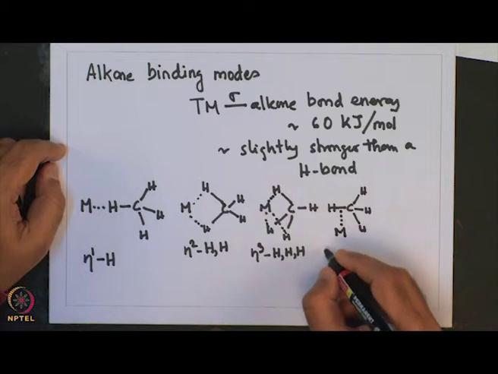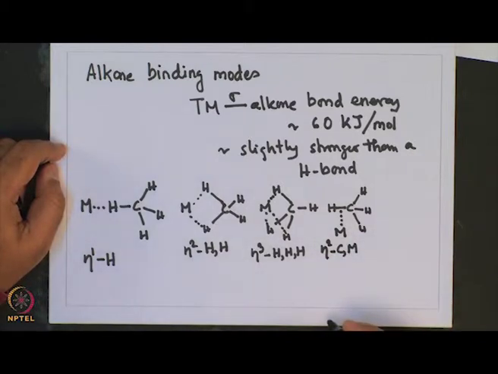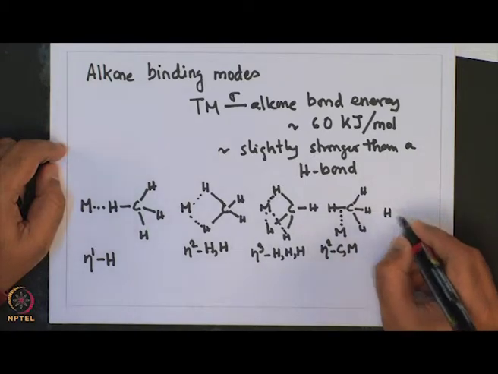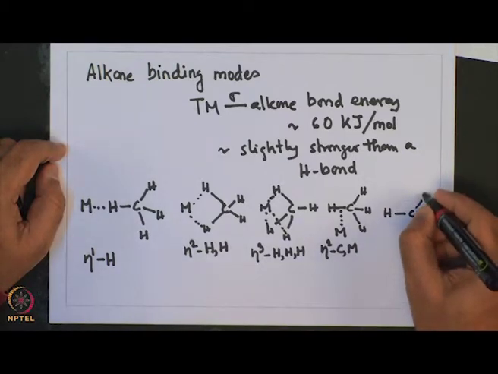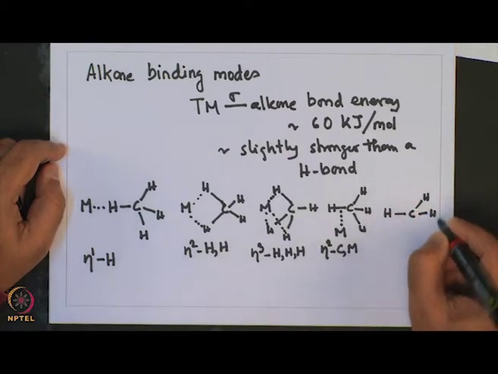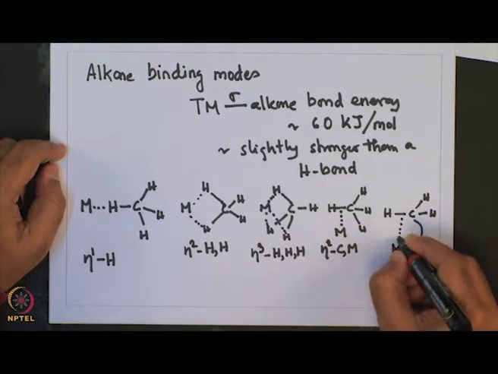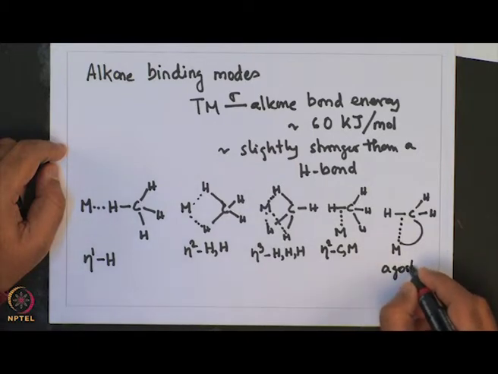And this is written as eta 2 C-M binding, and lastly, this can bind in a fashion shown here, and this is called agostic interaction.